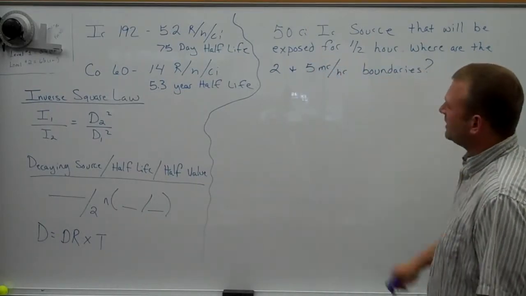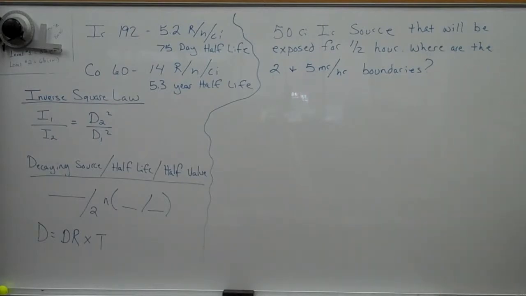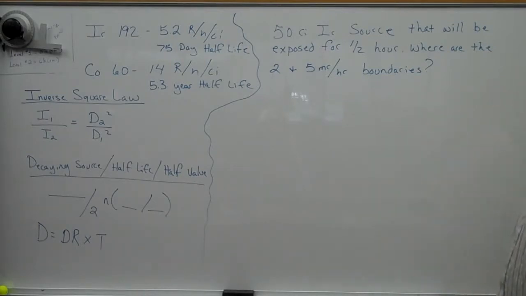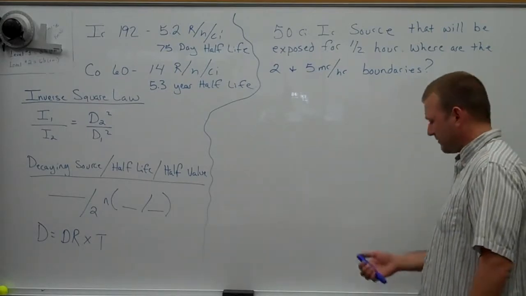So, let's jump over here to the right-hand side. Like I said, this is problem number 1 out of your week 3 information. So we're going to say 50 curies of iridium. We have it exposed for half an hour. Where are the 2 and 5 MR per hour boundaries?